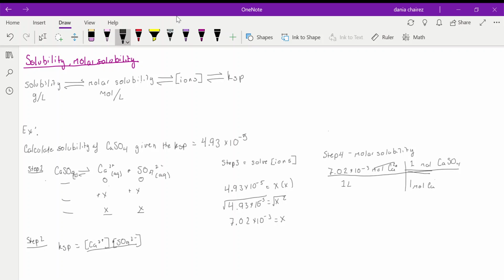So we get rid of moles of calcium, and that's how we get that we have 7.02 times 10 to the negative 3 moles over liters of calcium sulfate, and that's our molar solubility of calcium sulfate. So then finally, our step 5 is going to be just to find solubility using the molar mass. Solubility is given to you in grams over liters, so we're just going to convert. So we have 7.02 times 10 to the negative 3 moles of calcium sulfate.